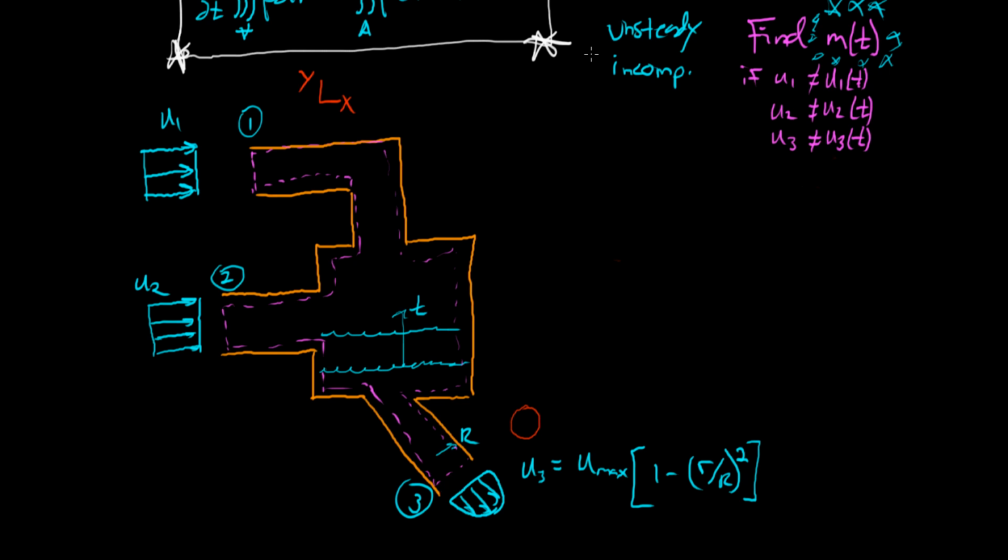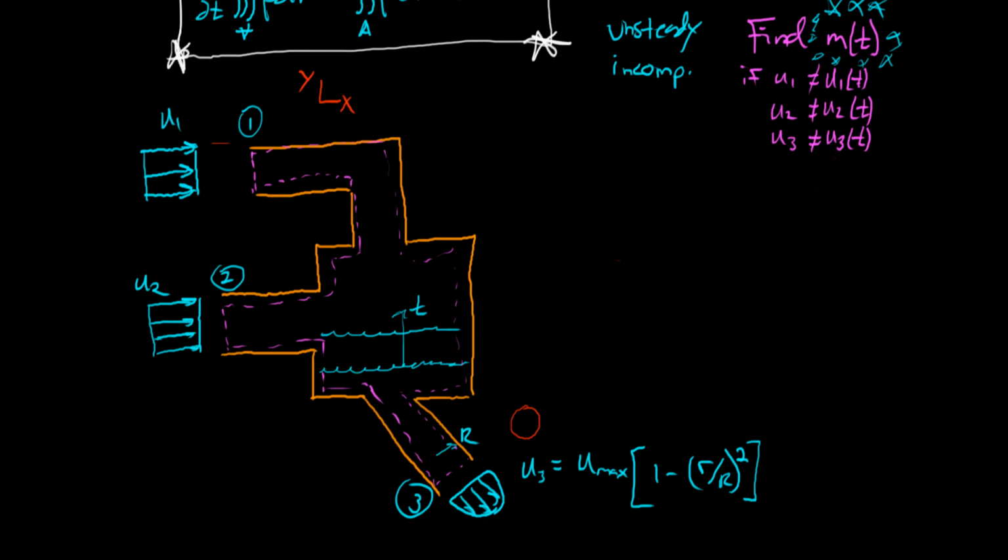Because it's told to us that it is unsteady, what that means is that this thing could be filling up or draining as a function of time, and we're asked to find what's the mass in our system as a function of time, and we're told to assume that the velocity profiles going in and out are not functions of time. In other words, there's steady flow rates going in and out. What's happening to the mass of our system?